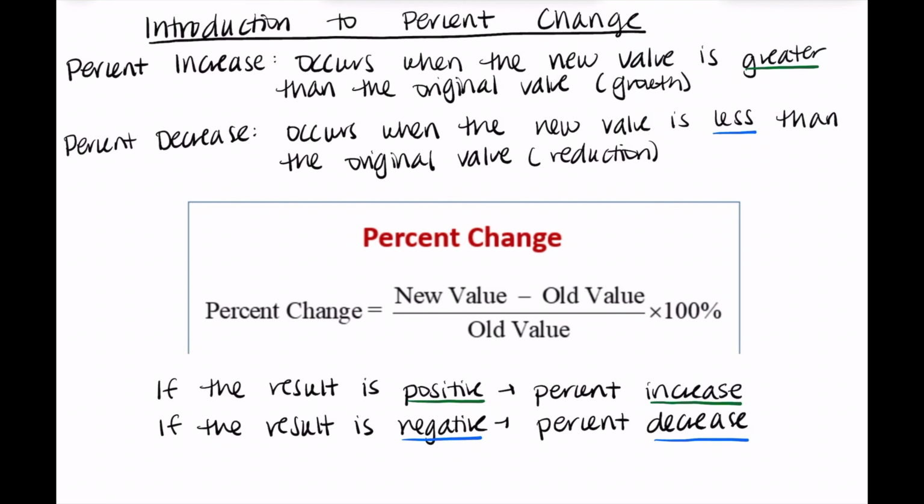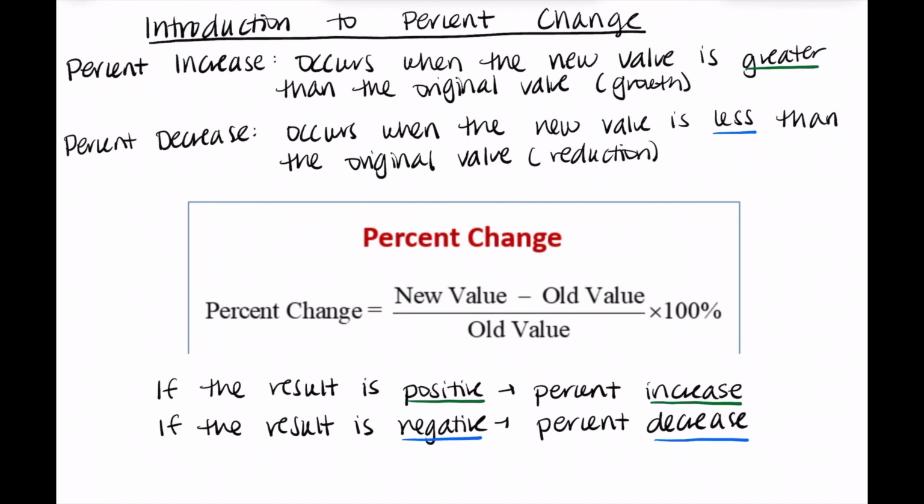Now that we've gone over our lesson objective for today, let's get into an introduction to percentage change. There are two types of percent change. We could either have a percent increase or a percent decrease, and let's go through the definitions of each. Percent increase occurs when the new value is greater than the original value, which indicates growth. On the other hand, percent decrease occurs when the new value is less than the original value, which indicates a reduction.